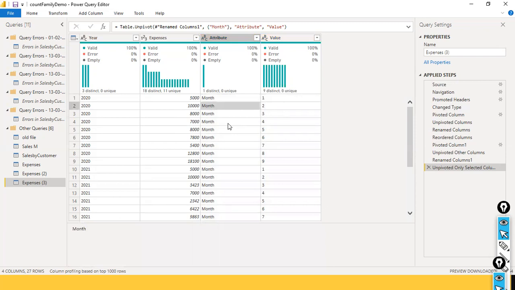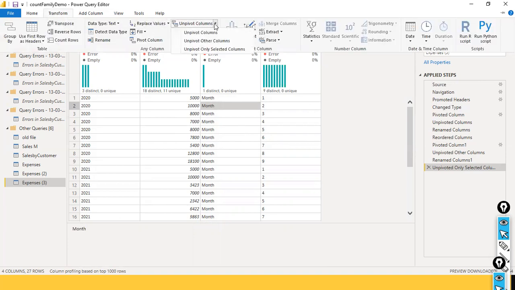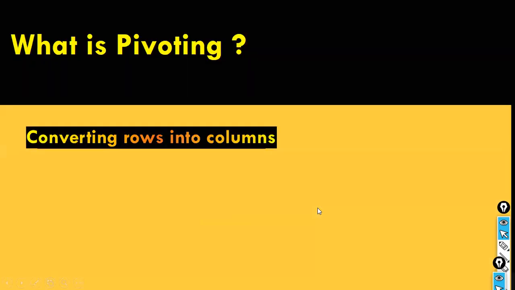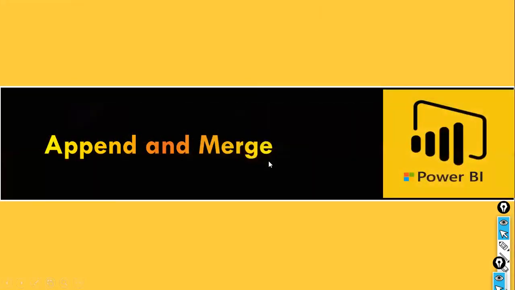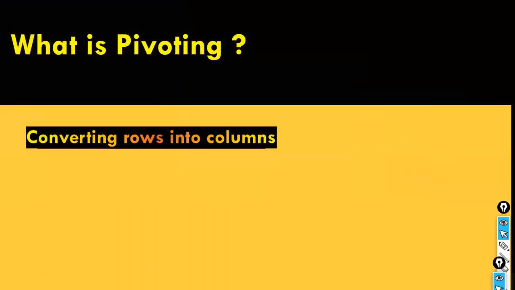Ideally, we need to use some other data. This data is not much helpful for this scenario. Don't worry, I will show you at a later point in time. At this moment, remember the features of these two options. Now we are done with pivoting and unpivoting. With pivoting, we can convert rows into columns, and the opposite is unpivoting. If you want to convert your columns into rows, then you can use unpivoting.